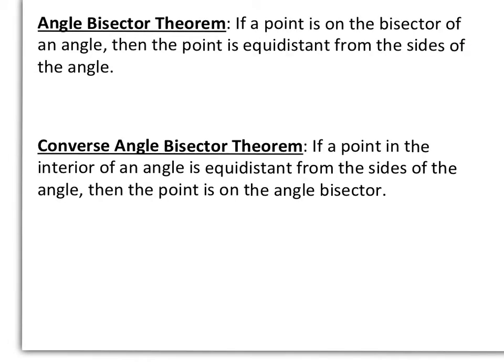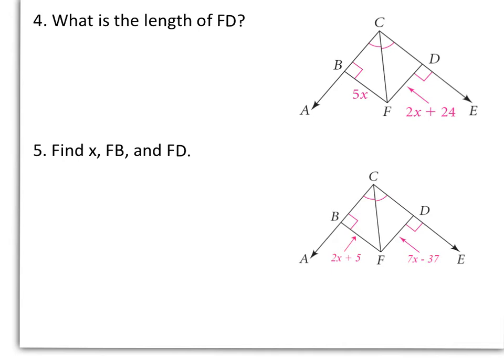The angle bisector theorem says if a point is on the bisector of an angle, then the point is equidistant from the sides of the angle. So there's that word equidistant again. The converse of the angle bisector theorem says if a point in the interior of an angle is equidistant from the sides of the angle, then the point is on the angle bisector. Let's look at 2 examples applying the angle bisector theorem.